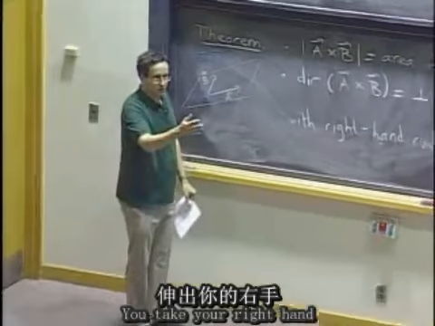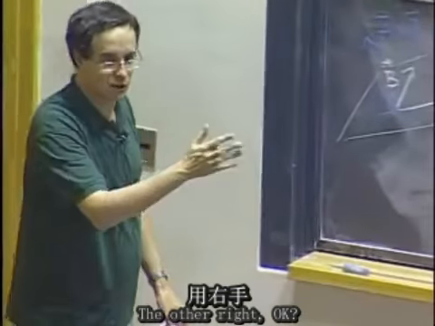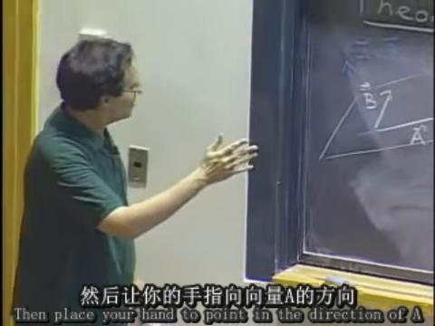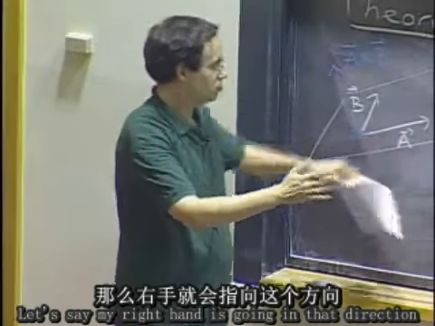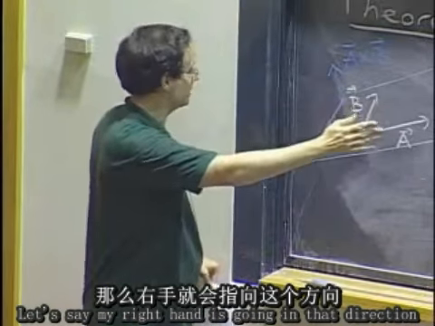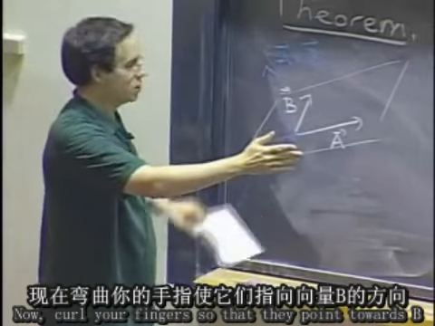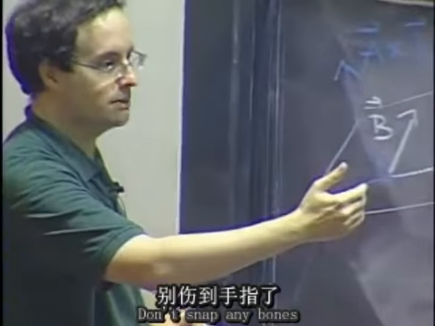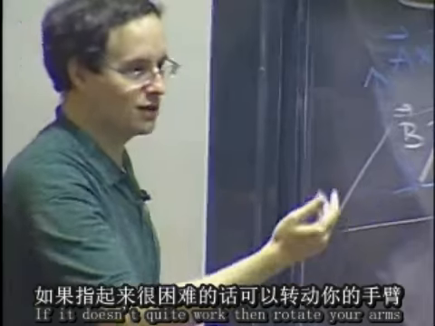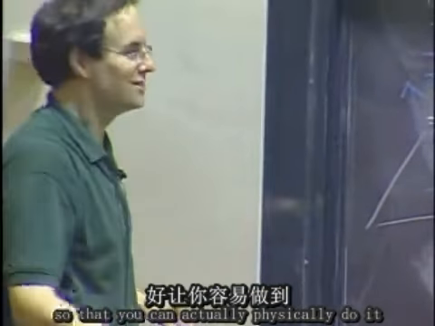So you take your right hand. If you're left-handed, remember to take your right hand, not the left one, the other right. Okay, and then place your hand to point in the direction of A. So let's say my right hand is going in that direction. Now, curl your fingers so that they point towards B. So here that would be kind of into the blackboard. Okay? Don't snap any bones. If it doesn't quite work, then rotate your arm so that you can actually physically do it.